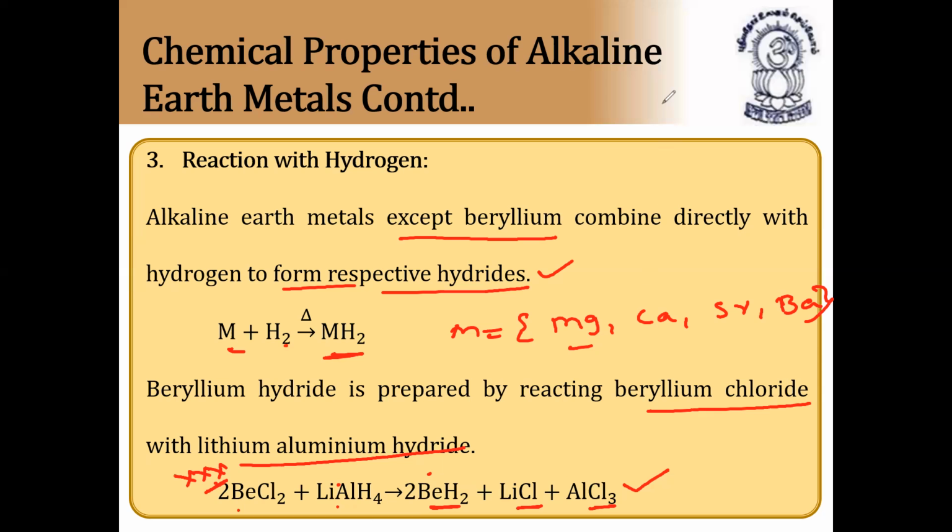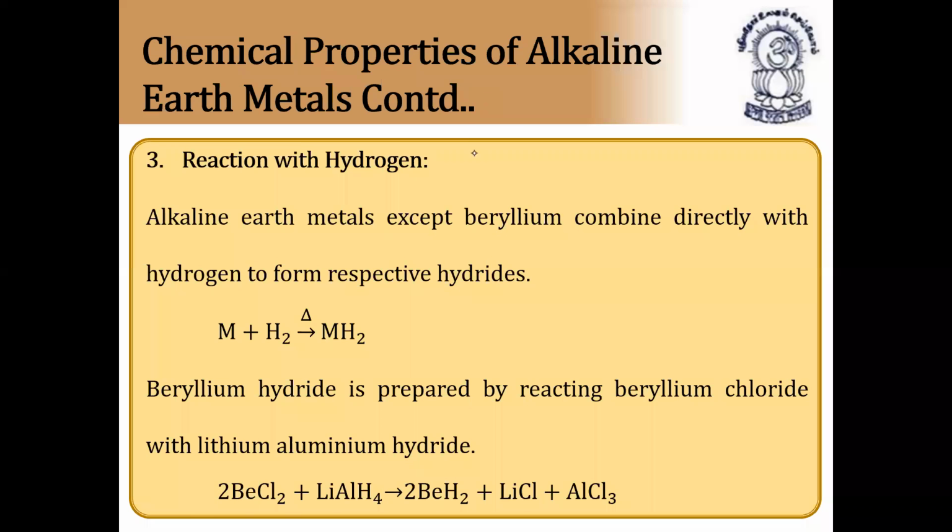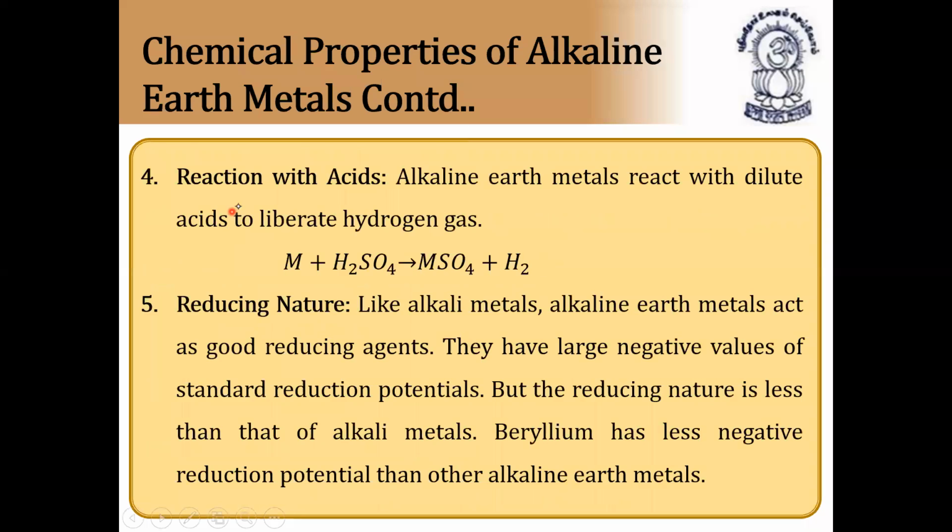Next continuation. Reaction with acids. Alkaline earth metals combine with dilute acids to liberate hydrogen gas, just like alkali metals. Like magnesium combines with sulfuric acid, one example I'm giving. You can keep any other alkaline earth metal. It forms magnesium sulfate, MgSO4, plus hydrogen gas is liberated.